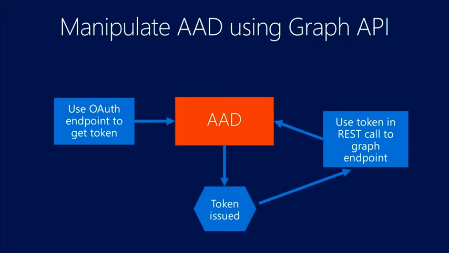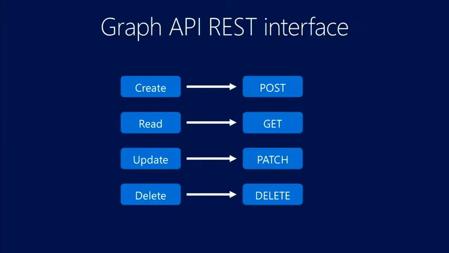Okay, so in terms of using the Graph API, if you remember when I showed you those endpoints, there was an endpoint for OAuth and there was an endpoint for the Graph API. What you first do is you go off to Azure Active Directory and you get an OAuth token. You take that token, you put it into your authentication section in your HTTP message. You then build up your REST message, whatever you want to do, and send it off to the Graph API endpoint. It's pretty much standard REST out of the box. It's got your CRUD, create, read, update, and delete, and that maps to post, get, patch, and delete.